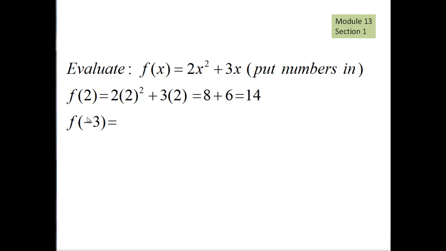I'm going to put in a negative 3. That's 2, negative 3 squared, plus 3 times negative 3. Put those in parentheses, whatever's inside the parentheses here, put them over here where the x was. Negative 3 squared is positive 9, times 2 is 18. Negative 3 times positive 3 is negative 9. When you put those together, you get positive 9.